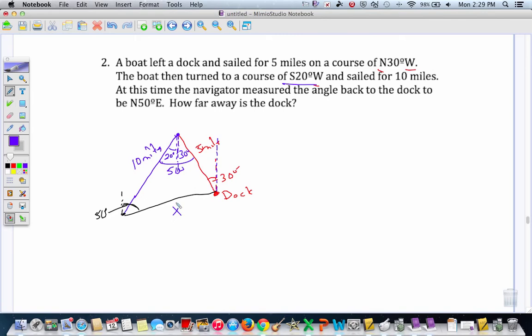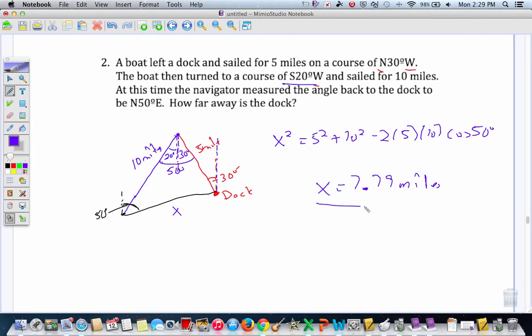So as I just mentioned, we now have the angle between those two sides, or the angle opposite our x, which would allow us to use the law of cosines, and we could say x squared equals 5 squared plus 10 squared minus 2 times 5 times 10 times the cosine of 50 degrees. And if we plug that into our calculator, we're going to get x to be about 7.79 miles from the dock. So our boat is now that far away.